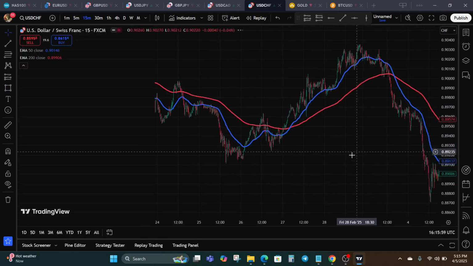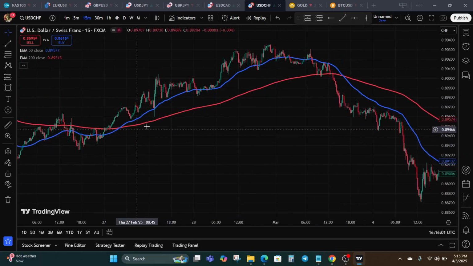You want to have the moving averages sloping upwards. Okay, for example, here we had a crossover, and we even had price retest the 50 EMA and a continuation pattern. So in this case, you look for buy opportunities.